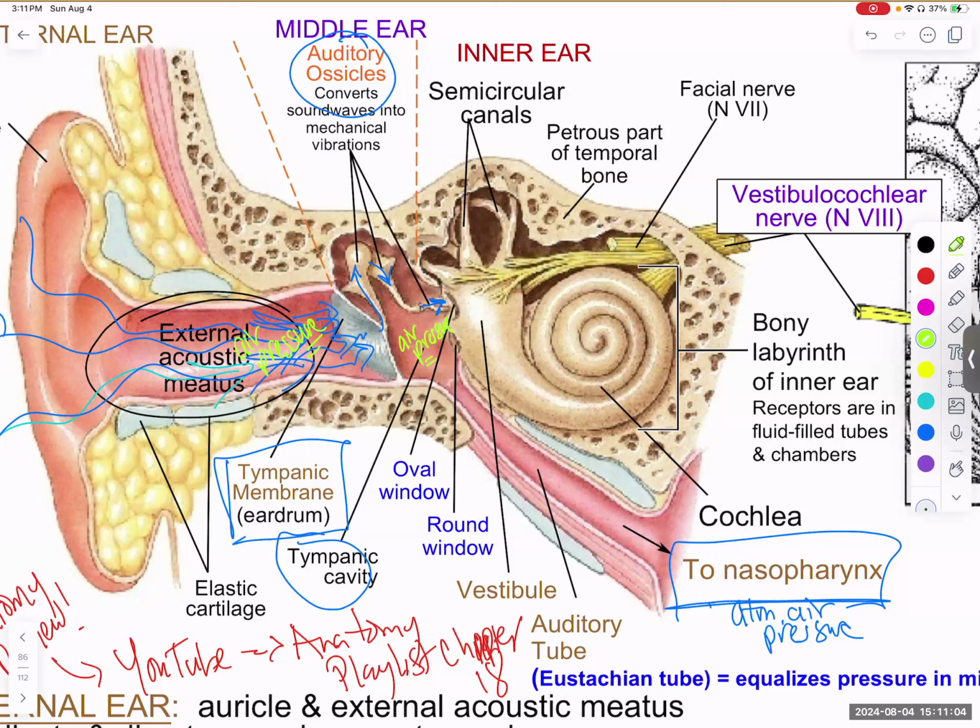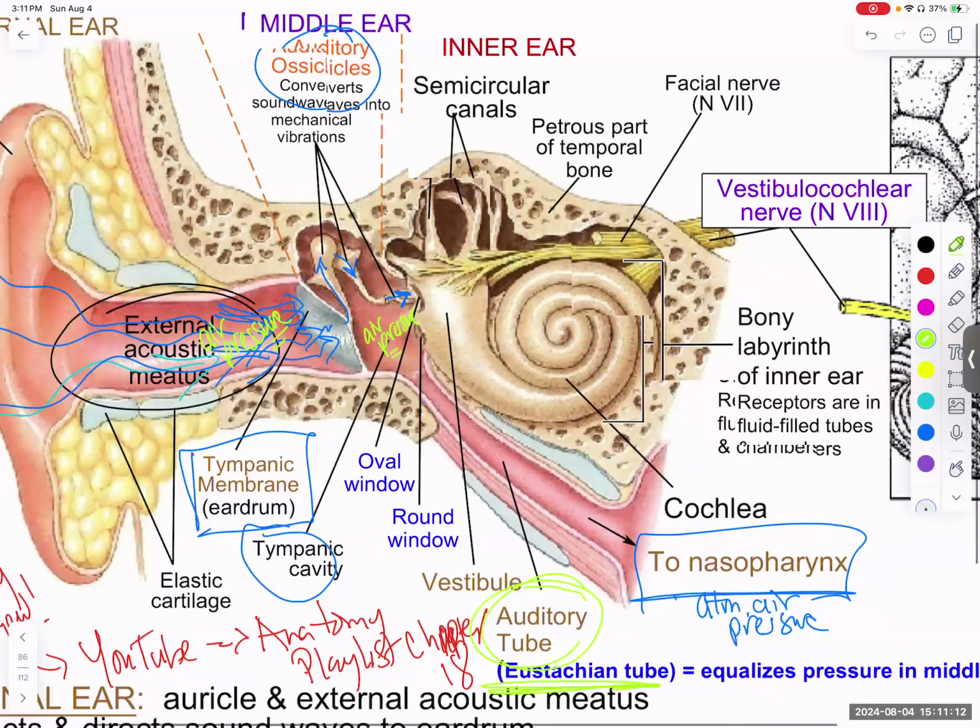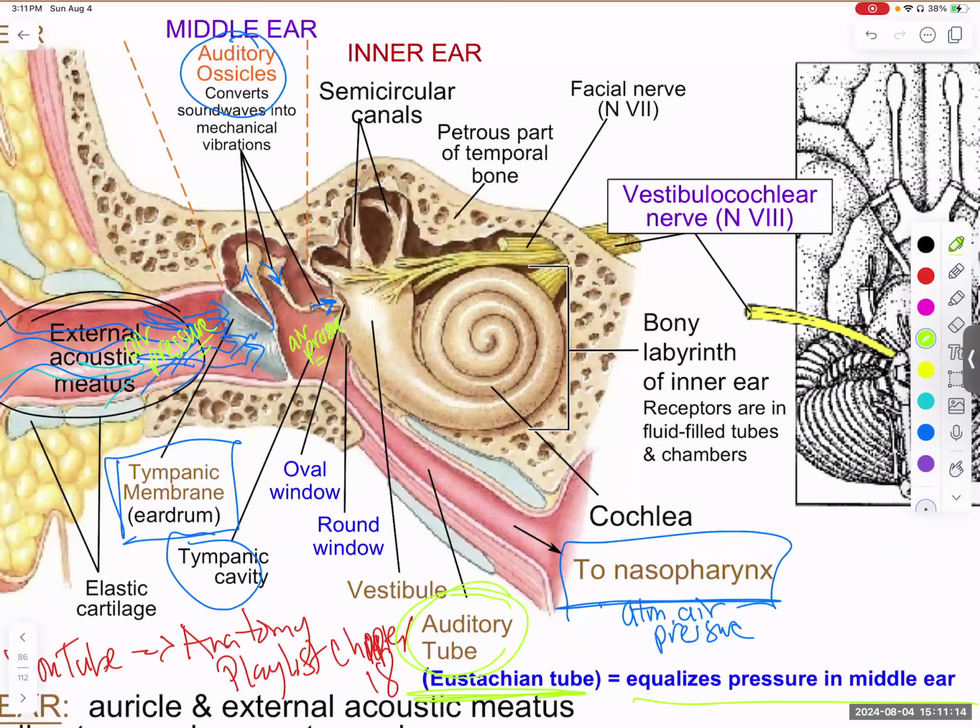So that's the nasopharynx, and it's connected with the structure called the auditory tube, or what has been called the eustachian tube. The eustachian tube equalizes the pressure in the middle ear. That vibratory energy is then transferred into the cochlea. The cochlea has the little hair receptors for hearing.